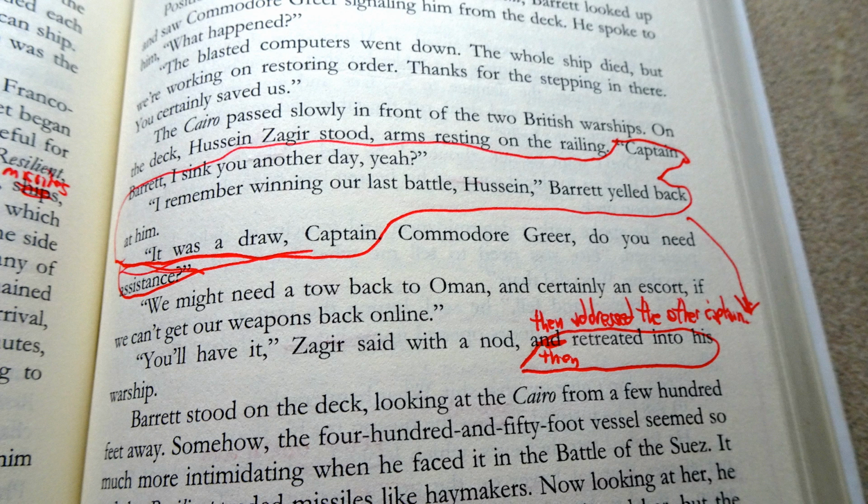For this scene here, I have this little dialogue here. Captain Barrett, I sink you another day, yeah.